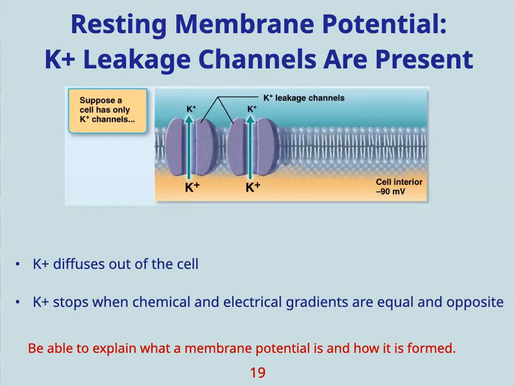And at negative 90 millivolts, this is where the two gradients, the chemical and electrical gradients, are equal and opposite. These two forces are now balanced, and there is no net potassium movement across the cell membrane. So that's the equilibrium potential for potassium. And you'll see that the resting membrane potential of the typical cell is closest to the equilibrium potential for potassium for that reason, because we have a lot more potassium leak channels compared to leak channels for other ions.